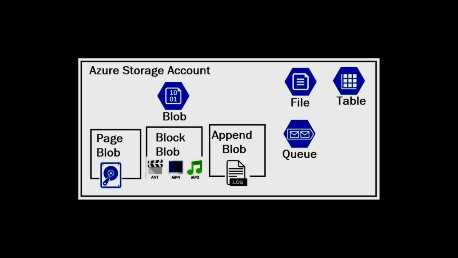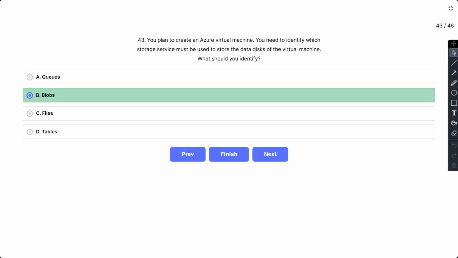Then we have page blobs. Page blobs are made up of 512-byte pages up to 8 TB in total size and are designed for frequent random read or write operations. Page blobs are the foundation of Azure Infrastructure as a Service disks. Now the other options are incorrect. Files: Azure Files enables you to set up a highly available network file share that can be accessed by using the standard Server Message Block (SMB) protocol.